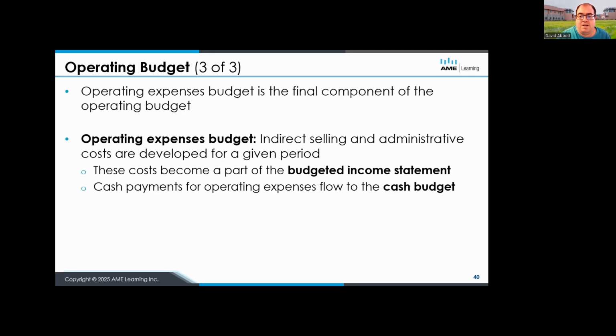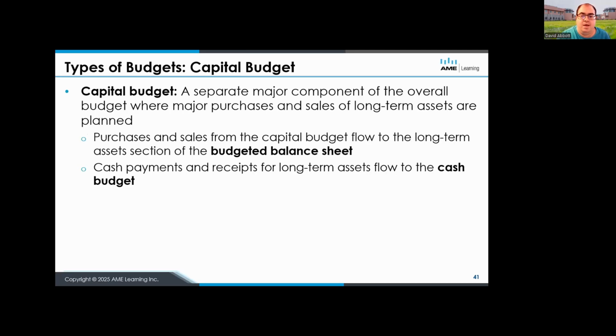And our operating expenses budget is the final component of the operating budget. The operating expenses budget is going to list our indirect selling and administrative costs that are incurred during this period. These costs become a part of the budgeted income statement, and cash payments for the operating expenses are going to flow to the cash budget, what we're having to pay out.